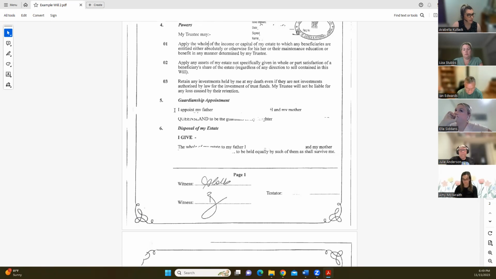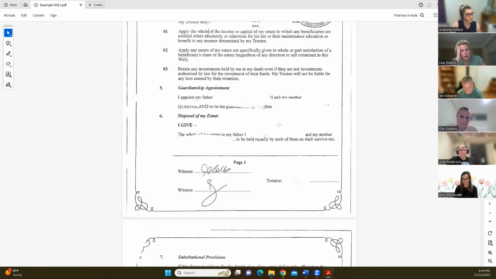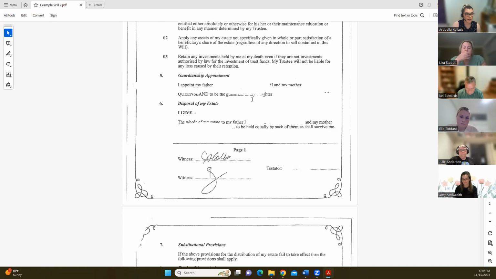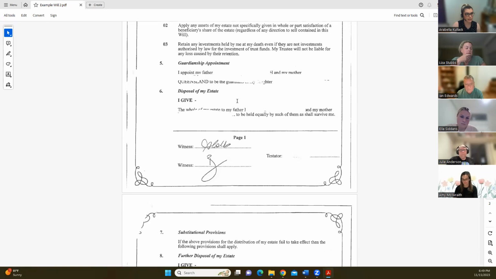So at clause 5 then, we've got the guardianship appointment, and I'm sorry to say that I think this has been redacted a little bit hastily, but I appoint my father X and my mother Y of Queensland to be guardian of my daughter. So it's quite simple language that is used in these precedents, but it's very clear what the will maker is intending.